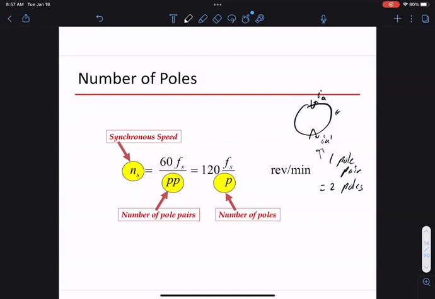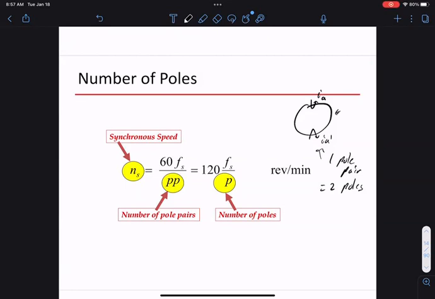So number of poles is important in induction machines. That's physically Tesla's idea. All this goes back to Tesla. We had this idea of how to build a motor and how to change the speed by adding number of poles. That changes the synchronous frequency.